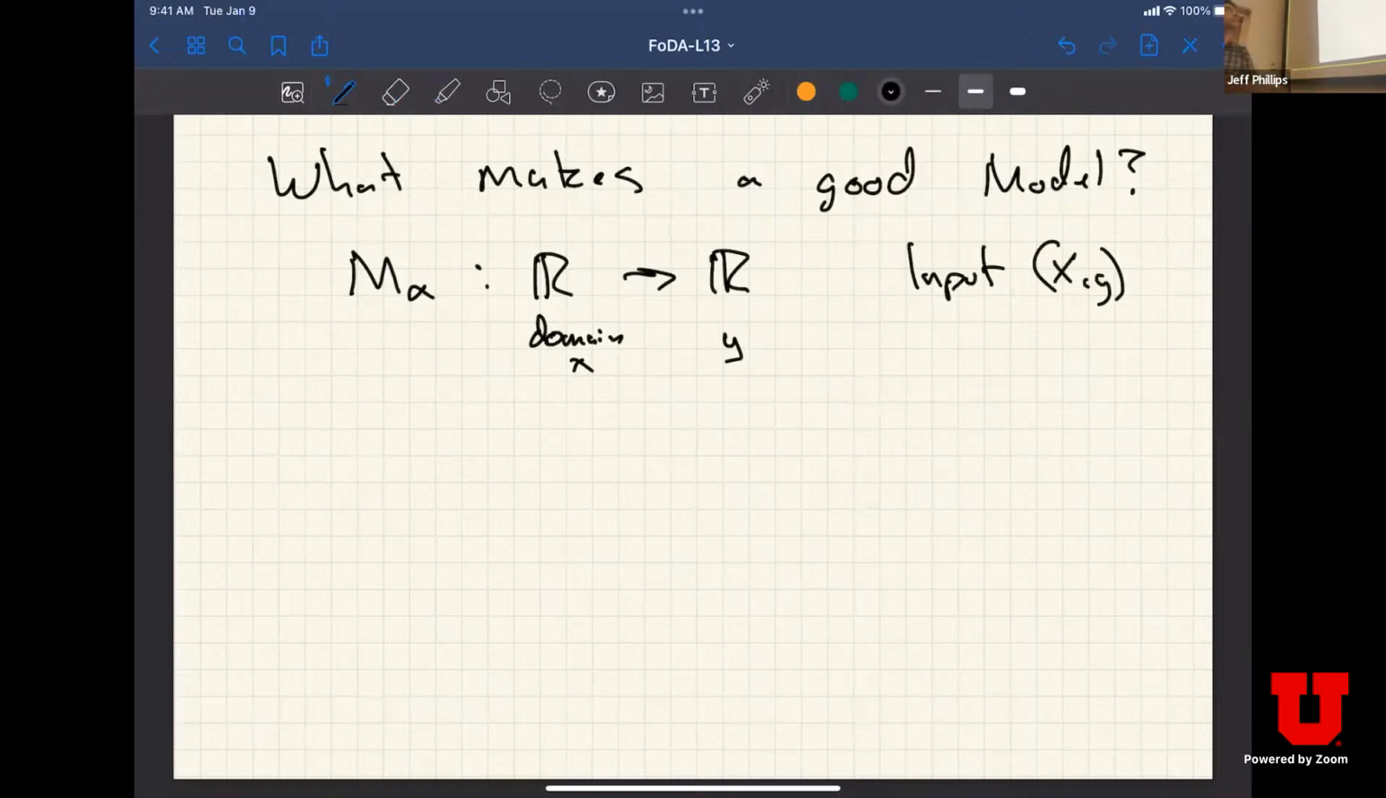So this is my data that I've got as input, and I want to model. What makes a good model? Why would one of these models, like the ones I drew on the previous page, be better than other models? Yep. So we want to predict the dependent variable.